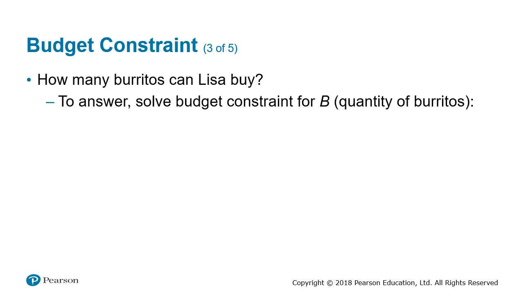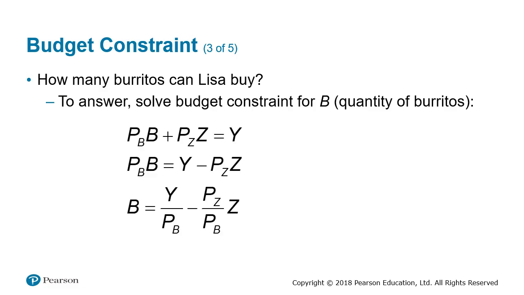Let's rearrange that budget constraint to get it into a form that tells us how many burritos Lisa can buy. This is also going to be a form that's handy to graph when we draw the budget constraint just now. So rearranging to solve for B, her quantity of burritos, takes us to the bottom equation. So B equals budget over the price of burritos minus price of pizza over price of burritos times the amount of pizza. Simply rearranging to solve for B.